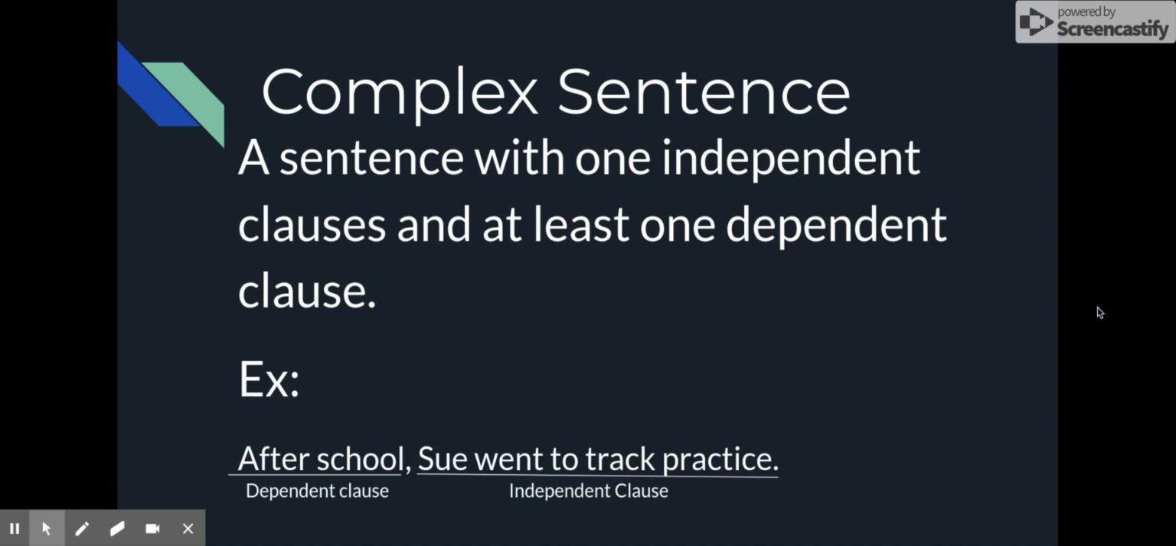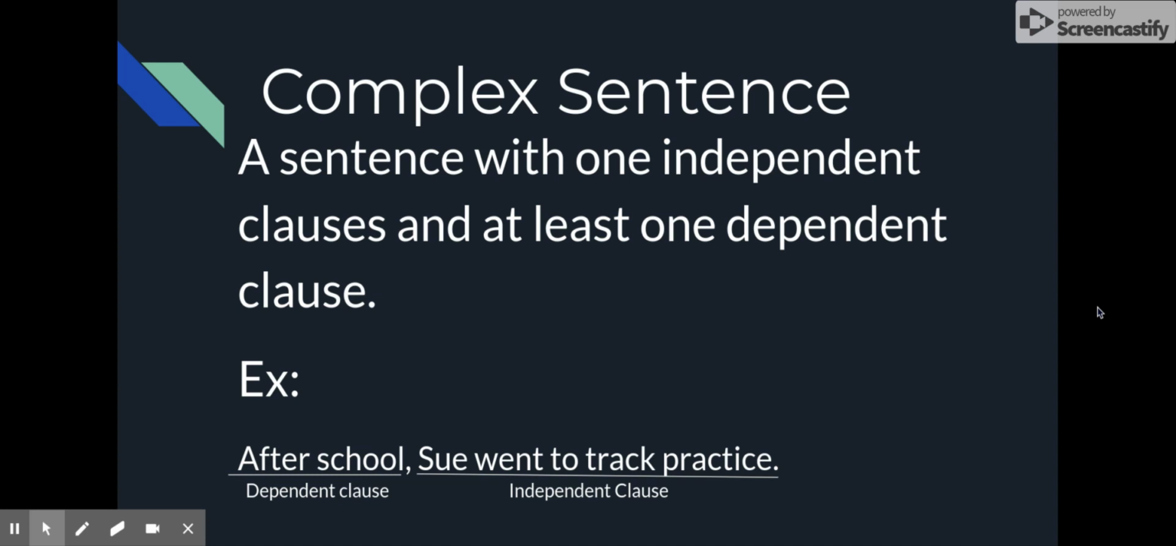The third type is a complex sentence. This is a sentence that has one independent clause and at least one dependent clause. Those subordinate or dependent clauses usually have a conjunction that makes them dependent or subordinate on the remainder of the sentence. It can't stand by itself. After school is your dependent clause. I could not come up to you and say after school and have a period there. There is no subject, there is no verb. It is a dependent clause.